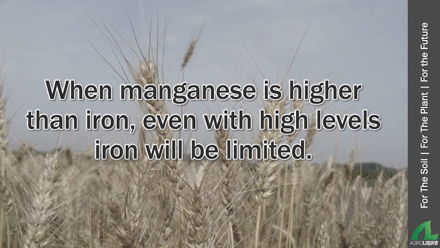The next interaction that I'm going to cover is two micronutrients, manganese and iron. And these two micronutrients are very critical for crops like wheat. When we're looking at that soil test, if we have manganese levels that are higher than iron, even if both of them are adequate or even high, iron actually will be limited and may show some deficiency symptoms.